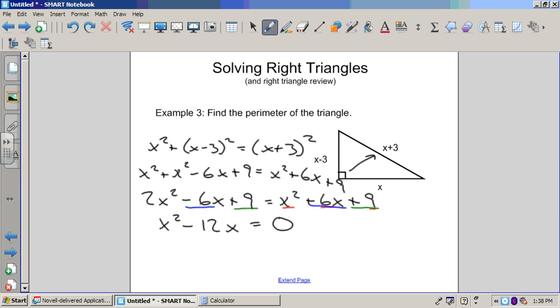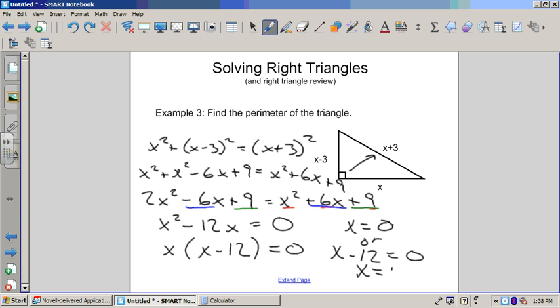I need to factor x squared minus 12x. The thing I tell you to always look for first: is there a common factor between x squared and negative 12x? And the answer is yes. X is a common factor, so I can factor out x times x minus 12 is equal to 0. Well, if a product is equal to 0, then one of the factors has to be equal to 0. So either x is equal to 0 or x minus 12 is equal to 0, which tells me that x is 0 or x is equal to 12.